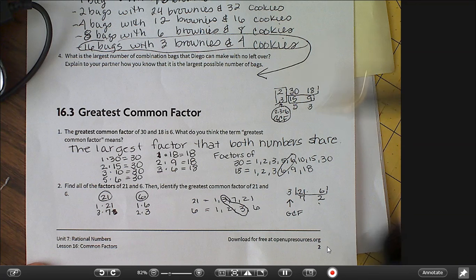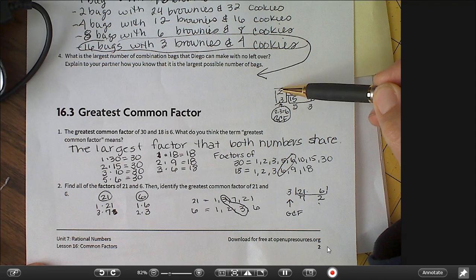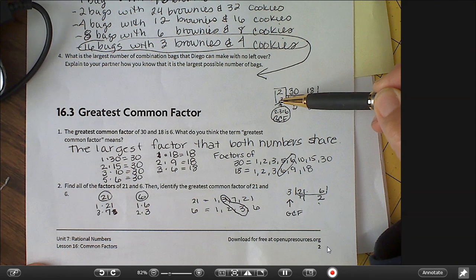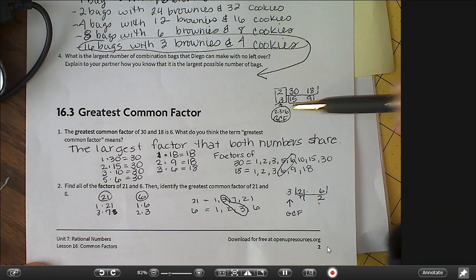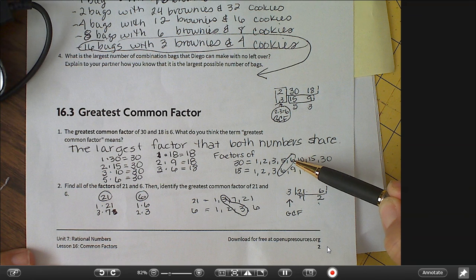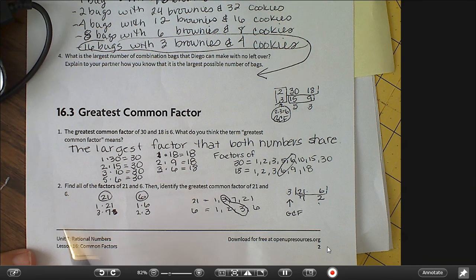So to get the GCF, you take the two numbers on the side here and you multiply them together. 2 times 3, which is 6, which is what we said our GCF was. So that's just a different method of finding it. But in here they want you to list them all, so you have to do it this way.